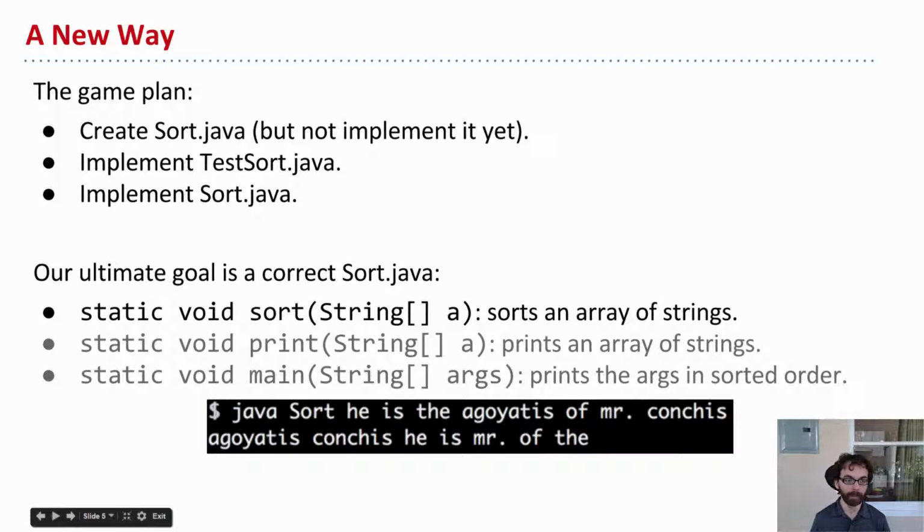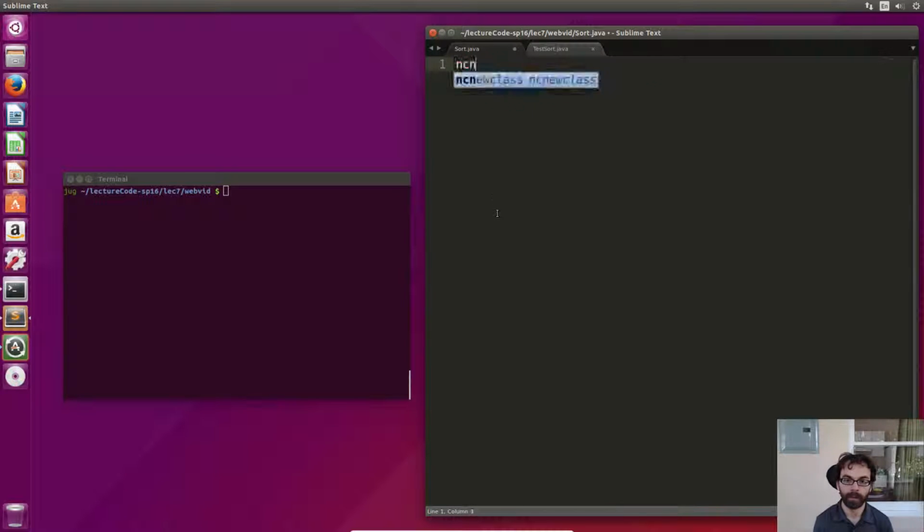So our game plan's pretty simple. We're going to create sort.java and just put all the methods there, just some boilerplate code, but we're not going to implement it yet, okay? Just so it compiles. Then we're going to implement testsort.java, which is actually going to make sure that the code works, which of course it won't yet. And then finally, we'll do sort.java, right? So let's kick it off by creating sort.java.